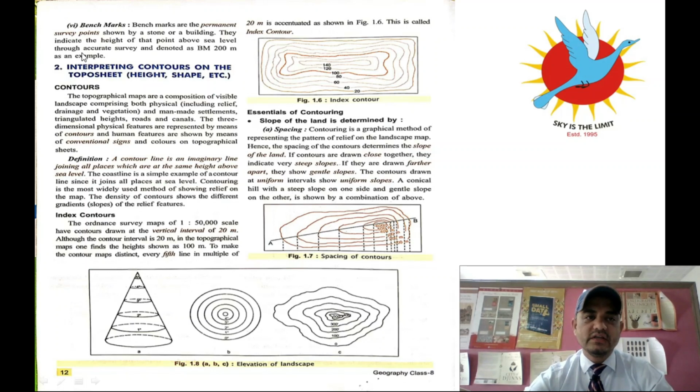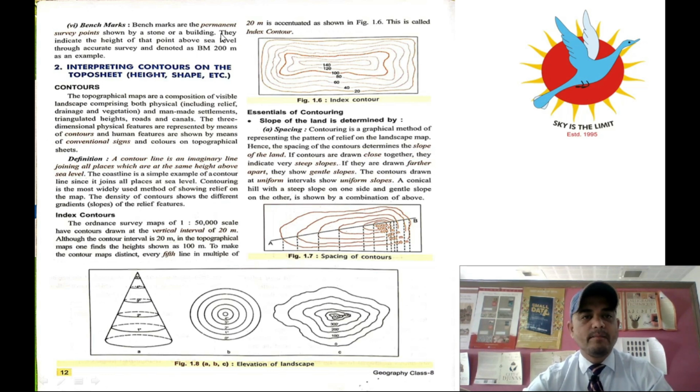Next one is the benchmark. Now what is a benchmark? In a few areas where it is required, a benchmark is made for representing the relief features' height. So this benchmark is made on that area, a symbol on rocks or something is made there, and they write BM on it, for example benchmark 200. It means that certain point is 200 meters above the sea level.